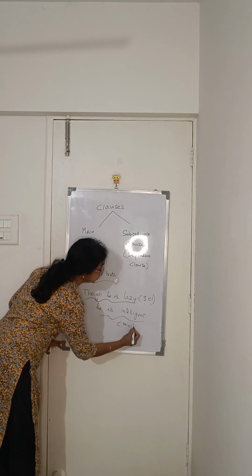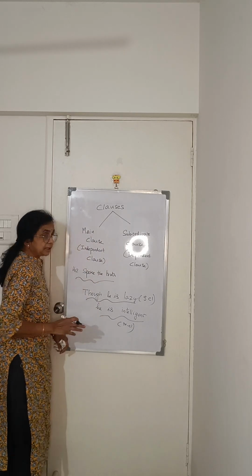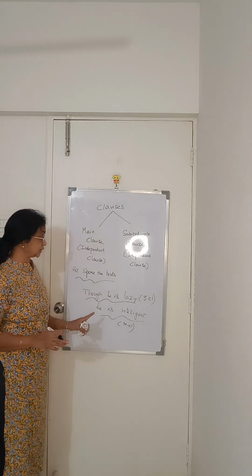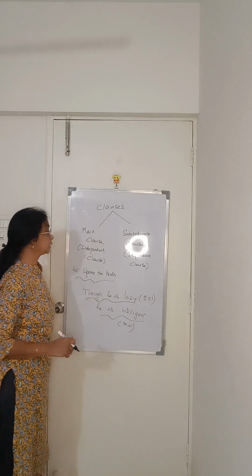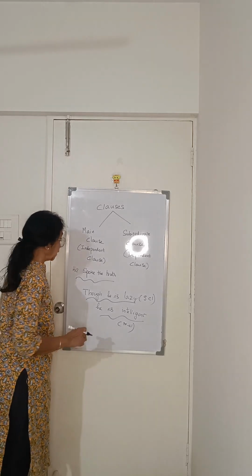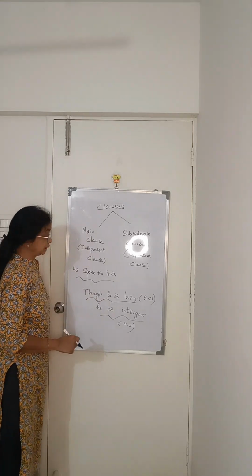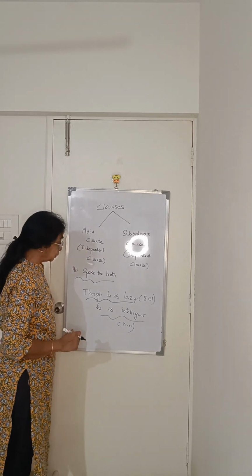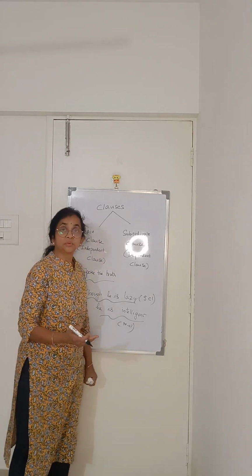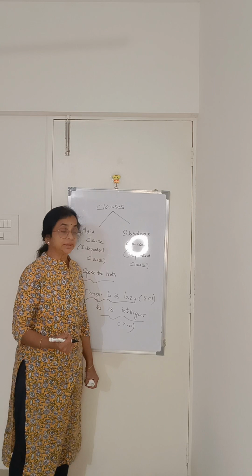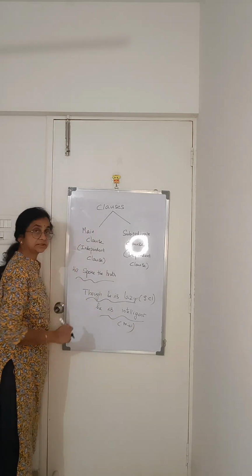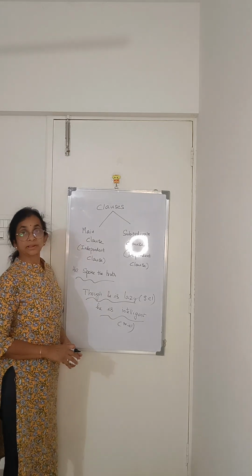So the differentiation is: if a sentence has a conjunction, it is a subordinate or dependent clause. Though he is lazy, he is intelligent. Though he worked hard, he could not get good marks. Whenever there is a conjunction, it is a subordinate clause.